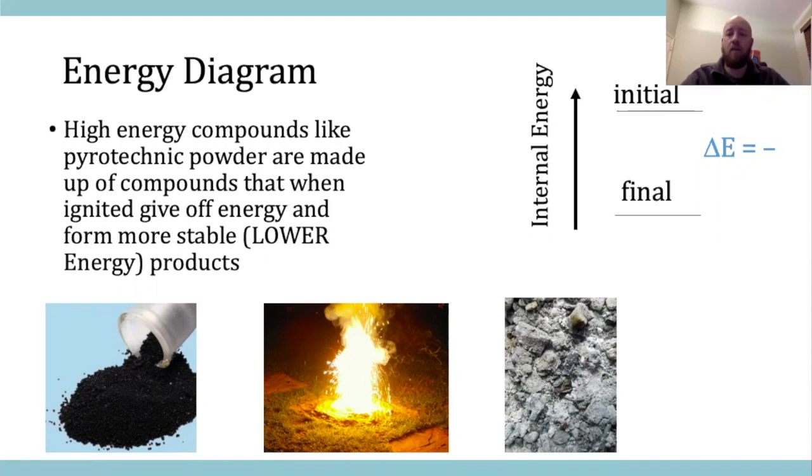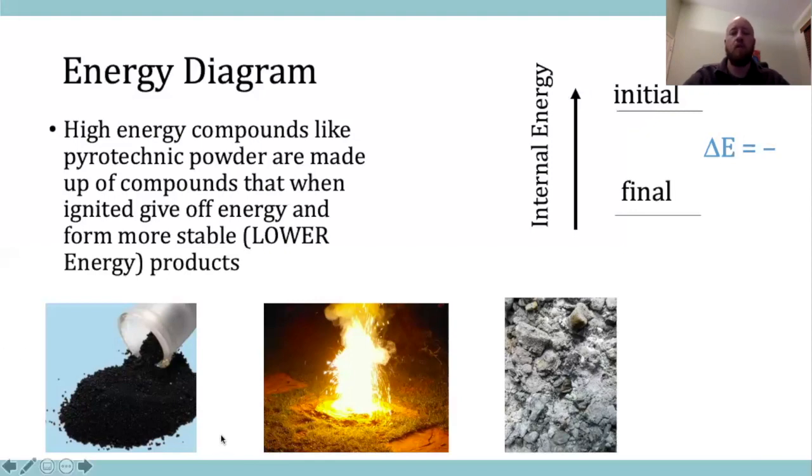So the negative here means energy is given off. If it's initially at a high energy and the final energy is down here, the energy had to go somewhere. Where did it go? How did it get from up here to down here? So think of the example here as black powder. It's used in pyrotechnics. I don't know if anybody uses it in gunpowder anymore, at least not exclusively, so it's probably more in pyrotechnics.